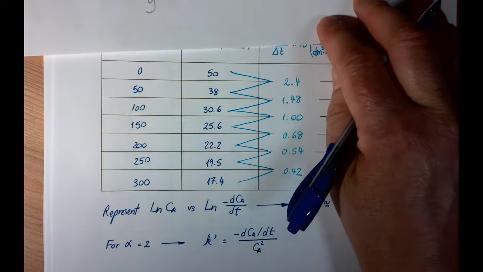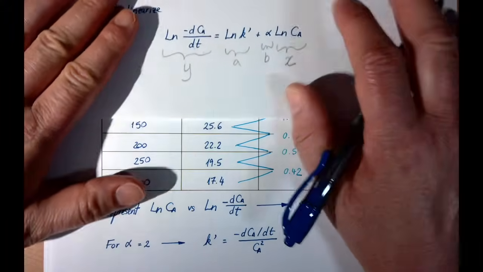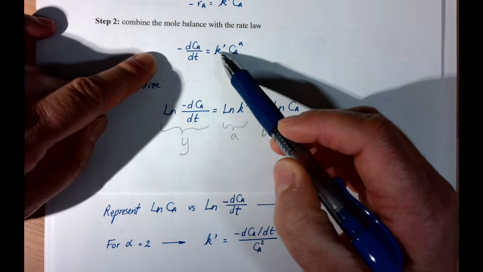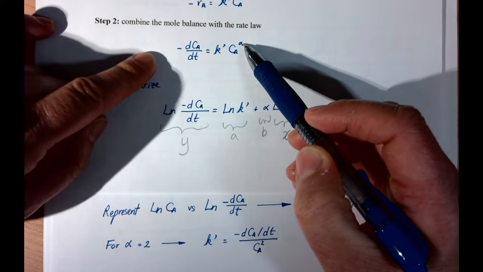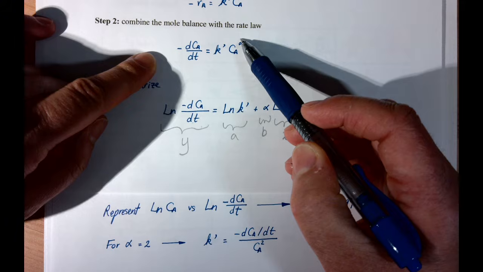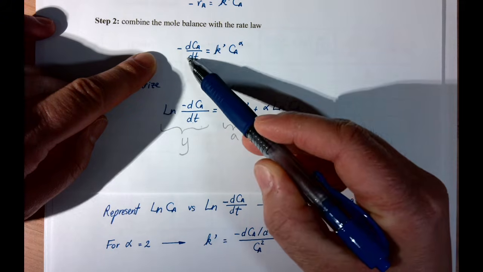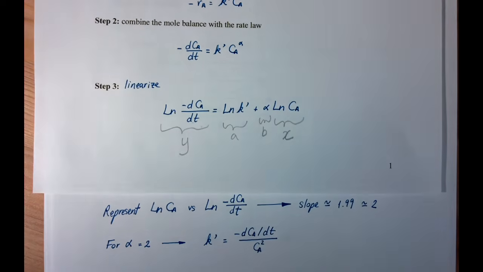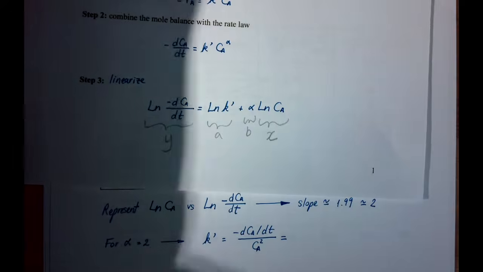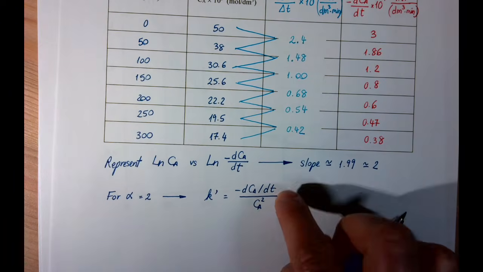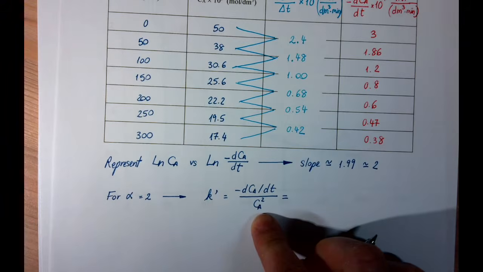Okay, what I'm doing here is I'm just taking my equation, negative dCA/dt is equal to K prime times CA to the power of alpha, but I've determined alpha as 2, so I'm solving for K from here. Negative dCA/dt over CA squared, and I'm just going to pick any of my experimental points and find the corresponding dCA/dt for a particular CA.